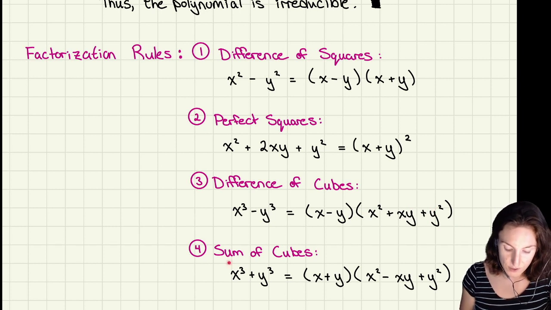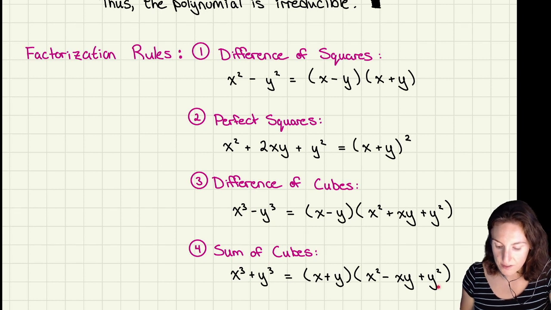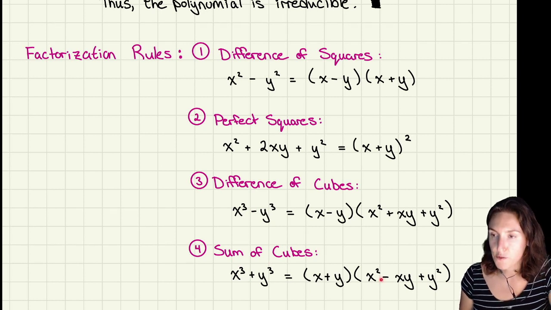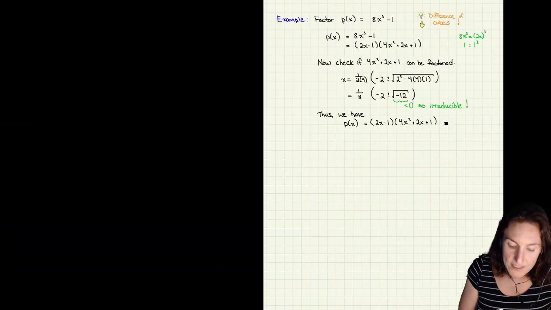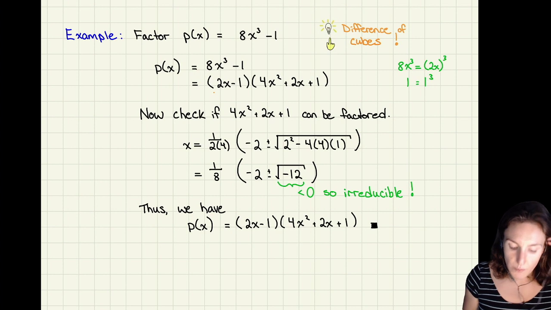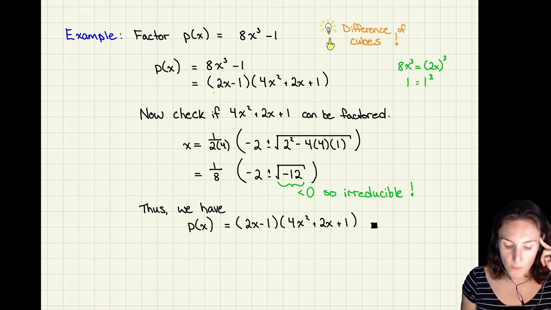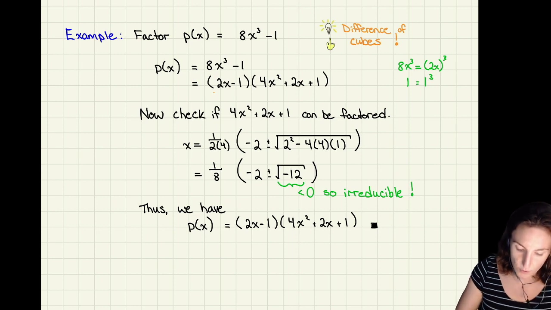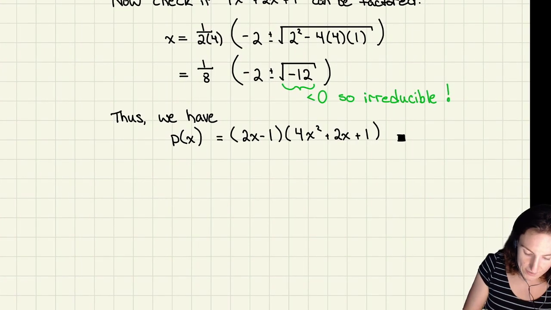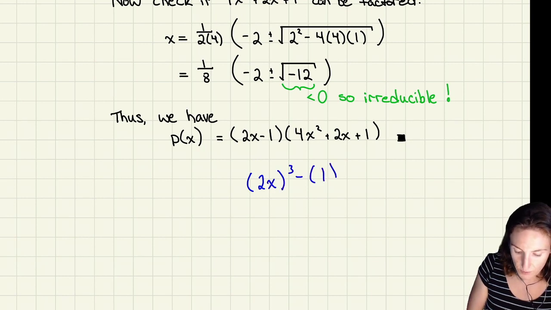Okay, if you have the sum of cubes, so instead of having a minus here, you have a plus, you can rewrite this like this, where again, this is irreducible. I can't simplify it anymore. Okay, so let's say just for an example, we have this cubic polynomial where I only have a constant term and I only have a cubic term. It may be a little bit hard to see that this is a difference in cubes because you would have to more think about the problem as 2x all cubed minus 1 cubed.